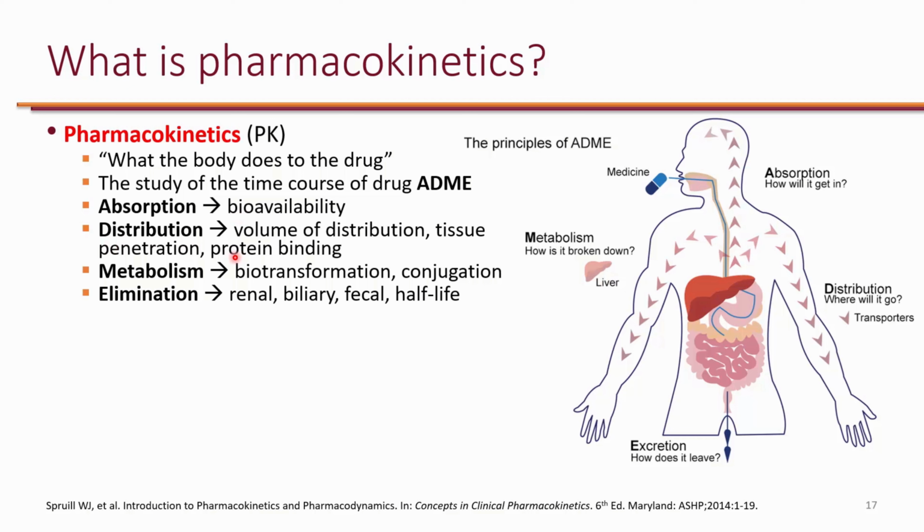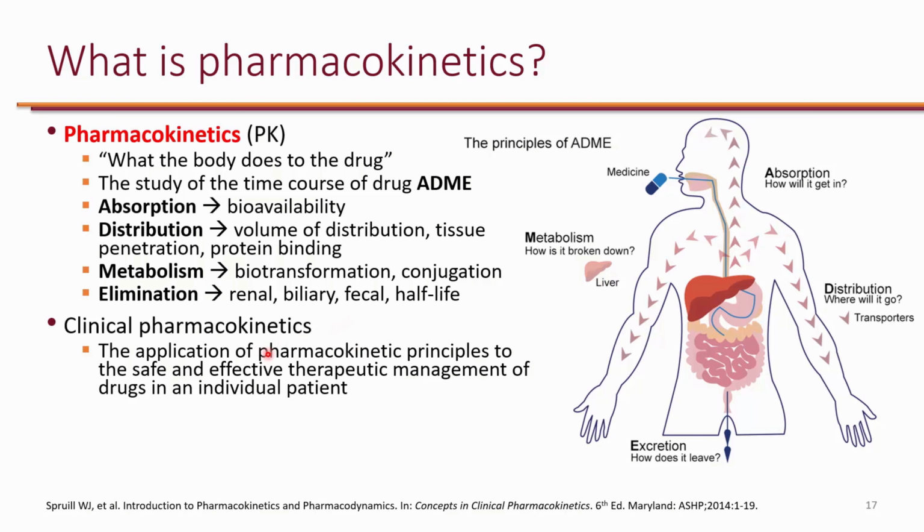When it comes to distribution, it's important to know protein binding. So for example, some patients may have low albumin. Albumin is the number one protein that binds antibiotics. When it comes to metabolism, it is important to know if specifically a drug is metabolized with the CYP enzyme. That could include drug interactions. And of course, when it comes to elimination, it's important to consider renal, biliary, and fecal clearance.